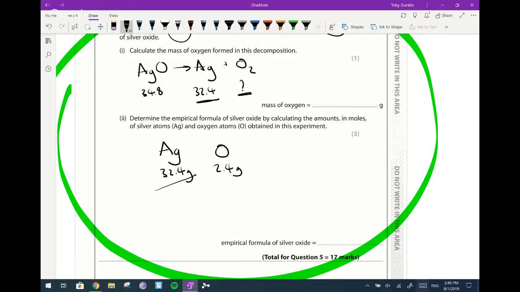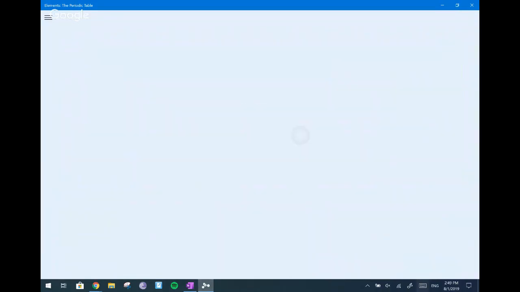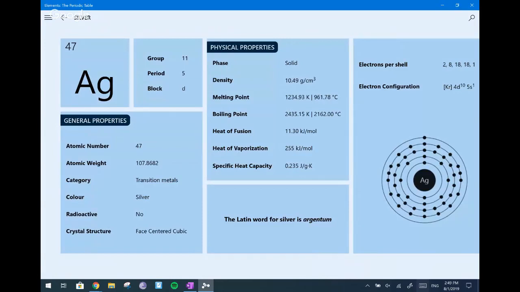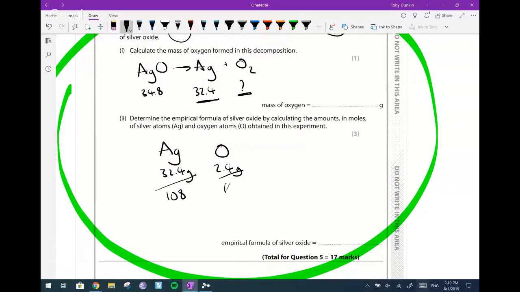Right, to convert to moles over silver. Ooh, silver's heavy. Silver is very heavy. I should know this. Silver, Ag, here we go. 107 or 108, I think, on your table, most likely. 108. So that's divided by 108, and that's divided by 16. 32.4 divided by 108 gives me 0.3. 2.4 divided by 16 gives me 0.15. Divide them all by the smallest. 0.3, 0.15. Yeah, that's correct.